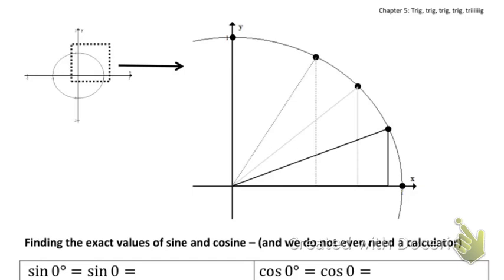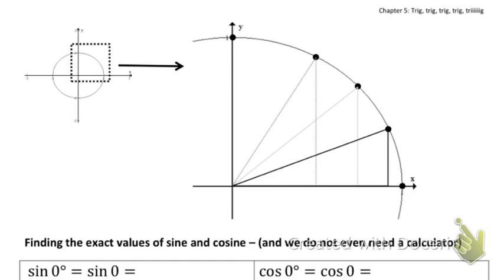All right, let's talk about some of those values in quadrant 1. What is the hypotenuse of every one of those triangles? Okay. It is 1. So this hypotenuse is 1, 1, 1.